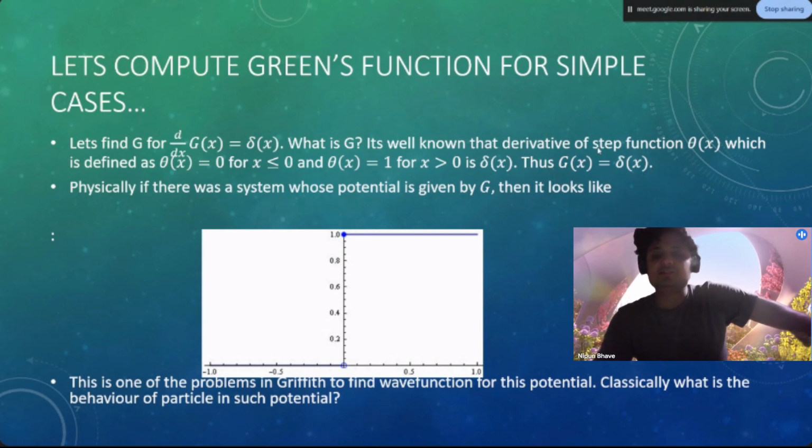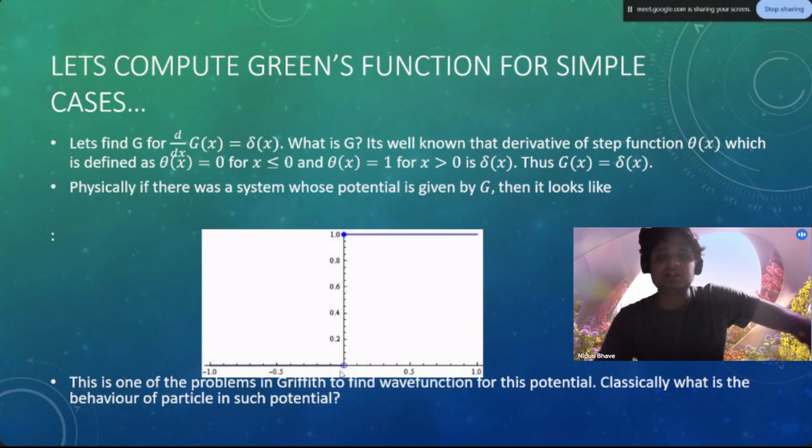So the Green's function is the step function. What is the step function? The step function is basically 0 for x less than or equal to 0, and it is 1 for x greater than 0. So you see that there is a jump at x equal to 0. Therefore, when you compute the derivative at x equal to 0, you get infinity. And that is precisely delta of x.